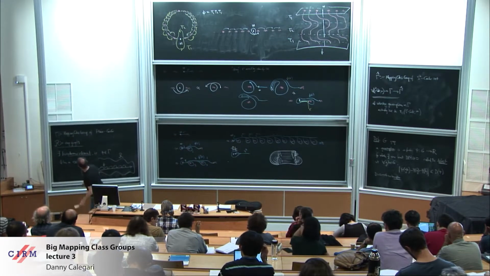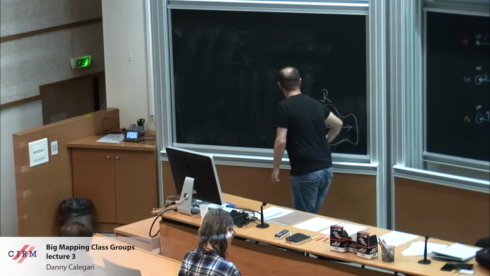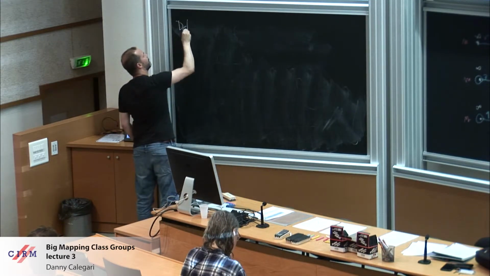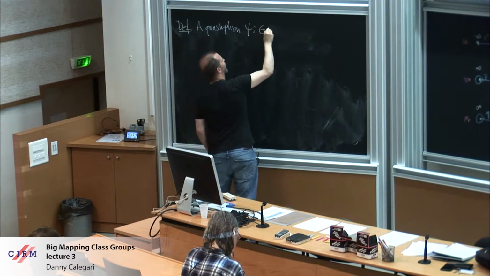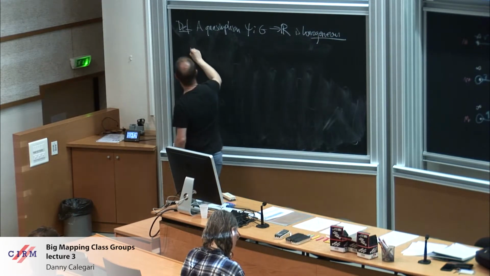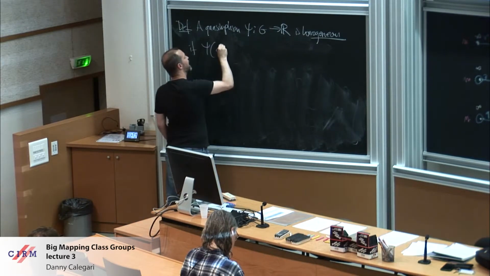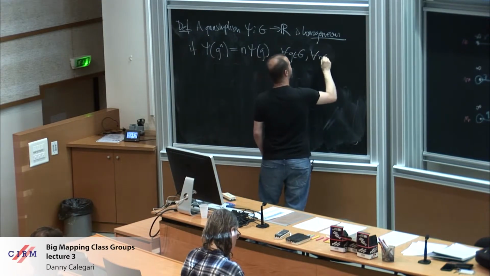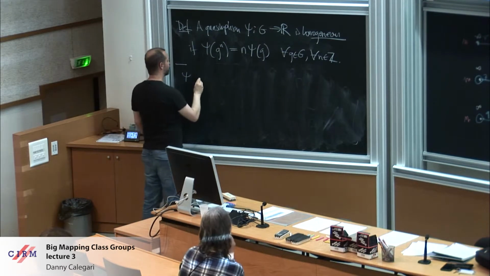And there's a way of making this a little bit more precise. So we say a quasimorphism on a group is homogeneous if it's a homomorphism when restricted to cyclic subgroups. Psi of g to the n is n times psi of g for all elements of the group and for all integers. Okay?